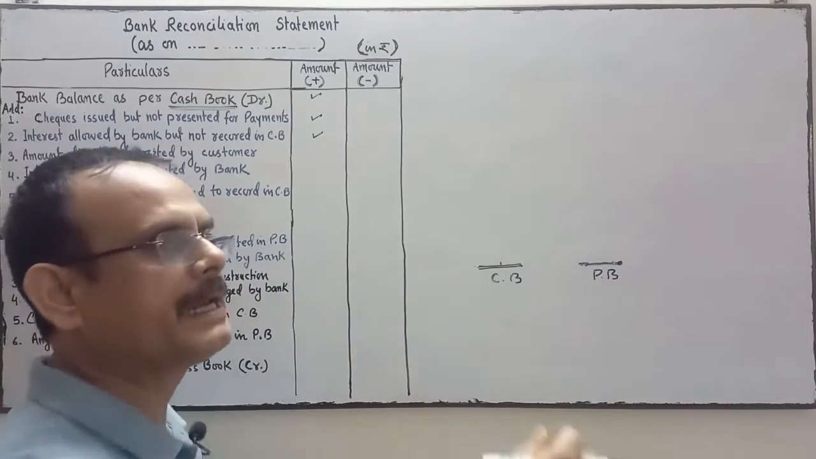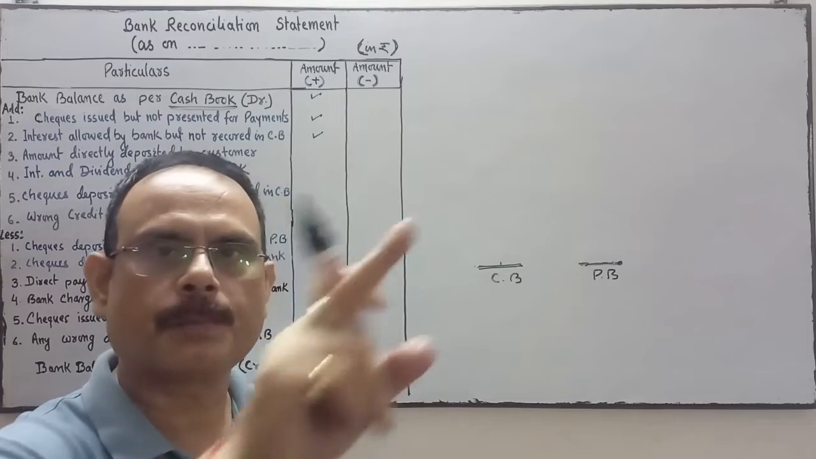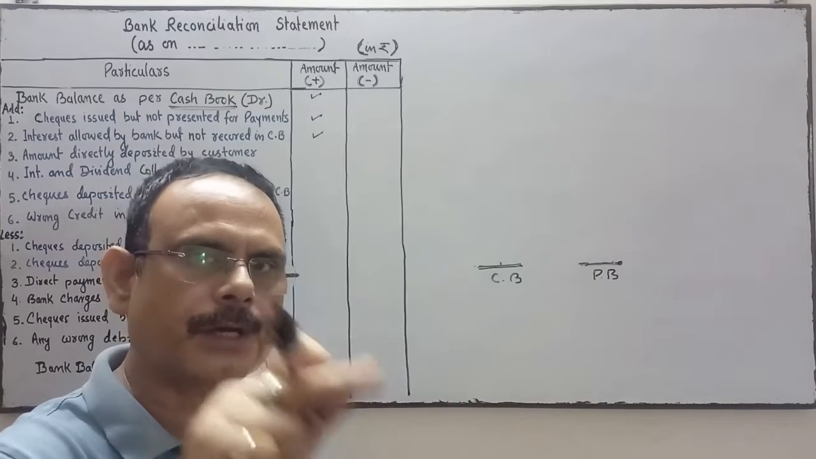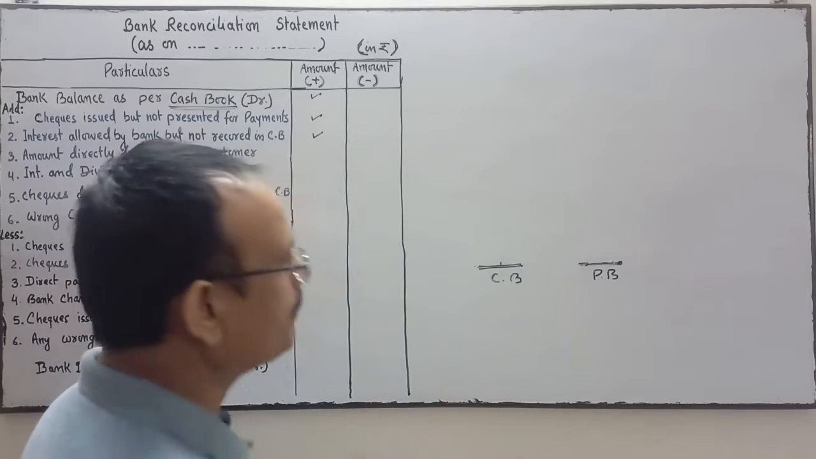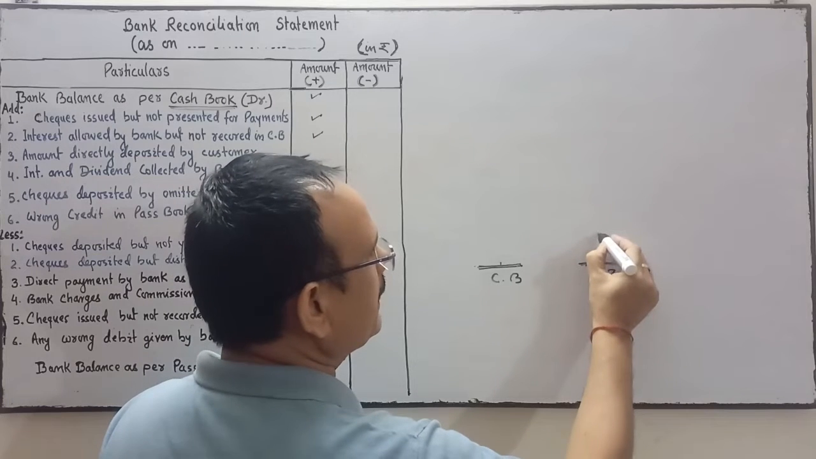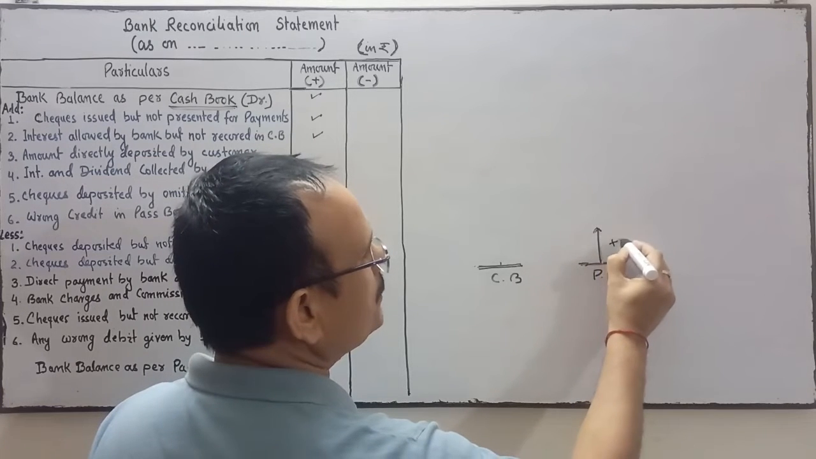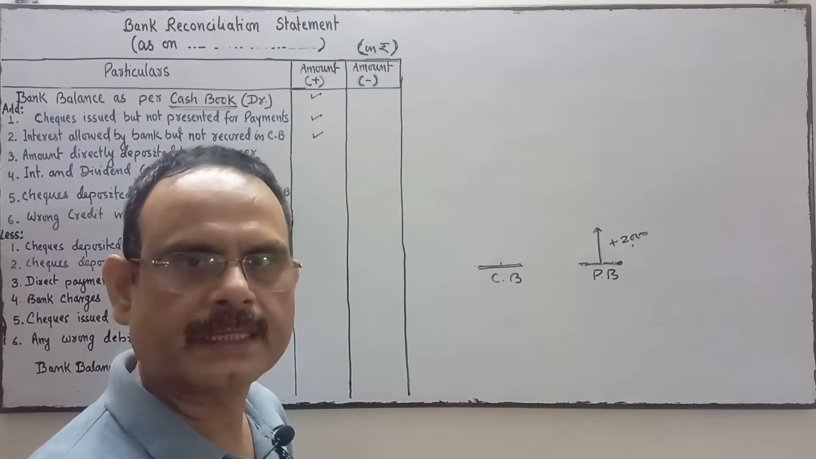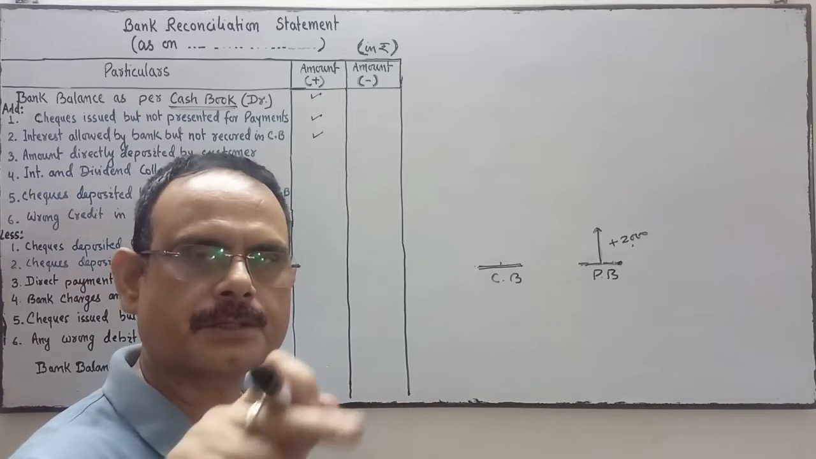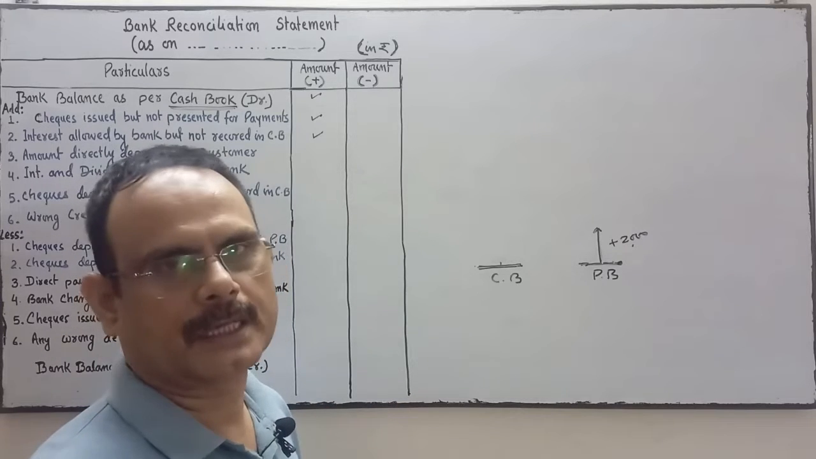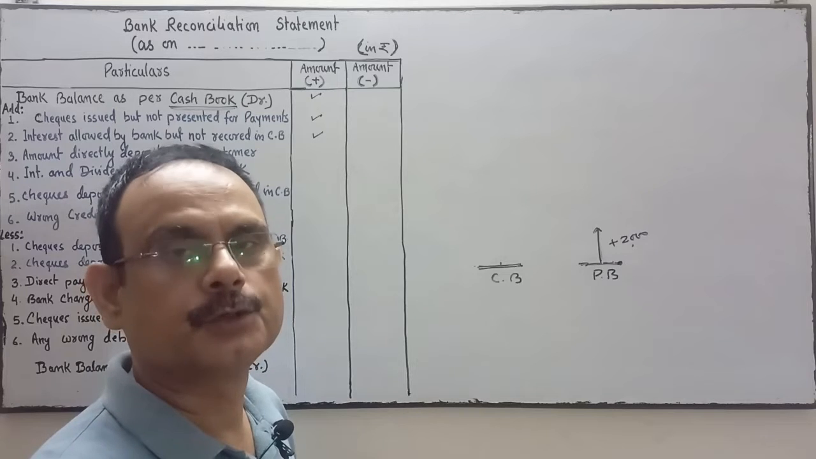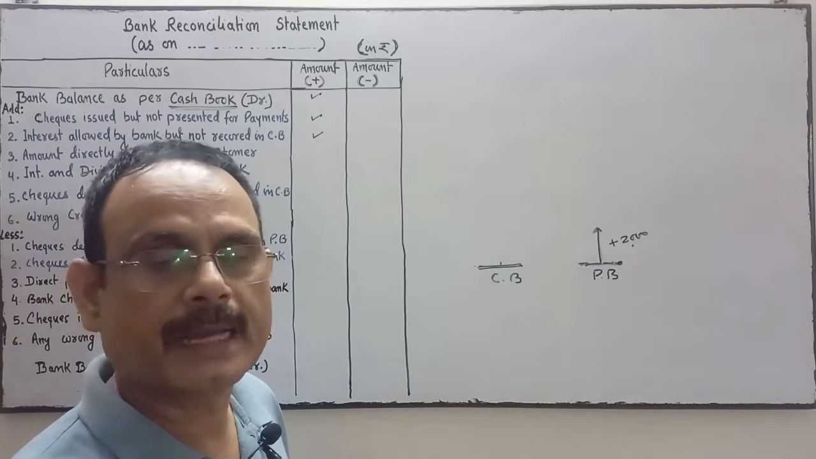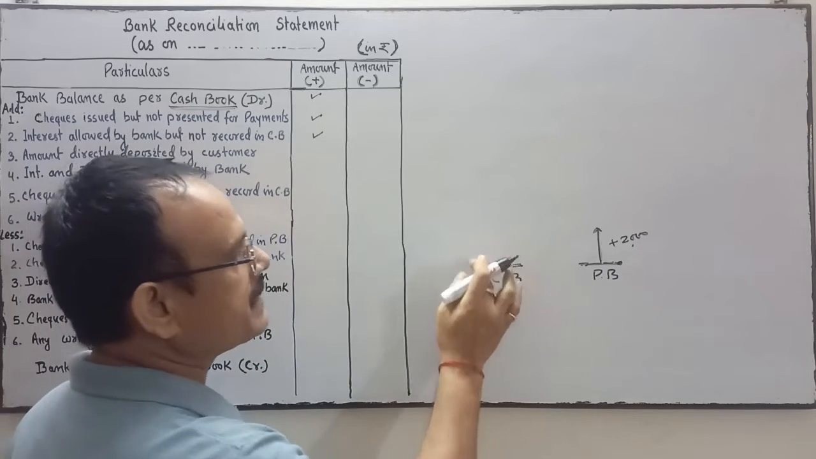Suppose a customer directly deposited an amount to your bank, into your passbook, and the information regarding that deposit is not given to you. What will happen? The passbook balance will increase. Suppose the customer has directly deposited rupees 2000 into the bank. So the passbook balance has increased by 2000, and the information regarding that deposit is not given by your debtors to you. That's why you have not recorded that transaction on the cash book debit side. So the cash book balance is not increased; it is as it was before.